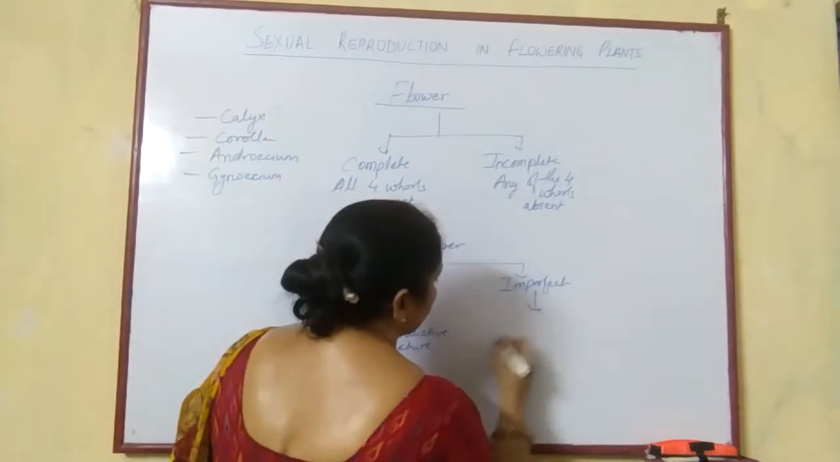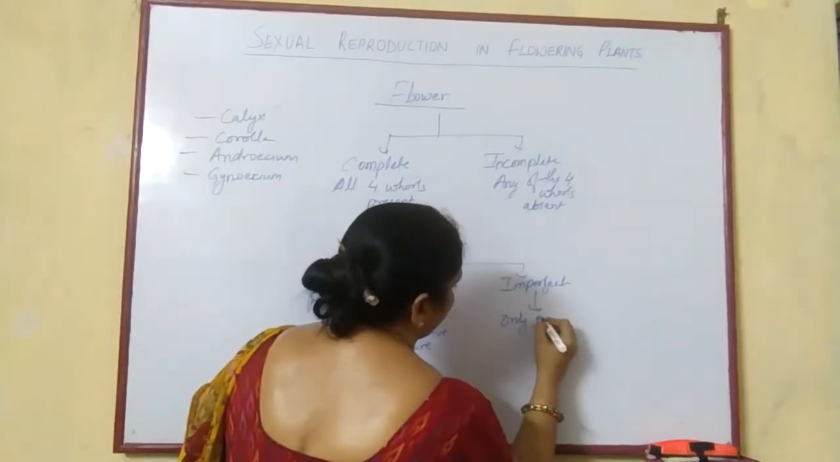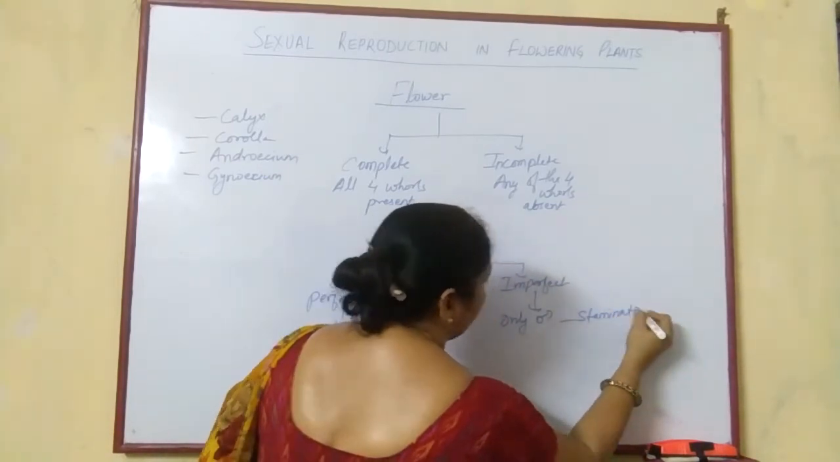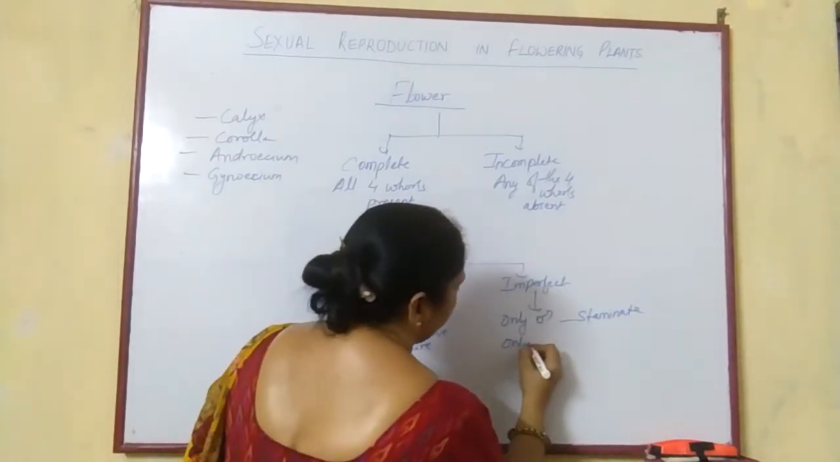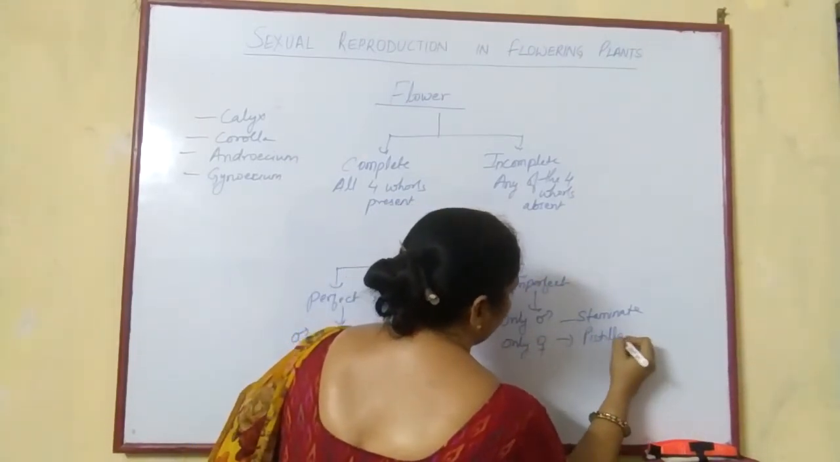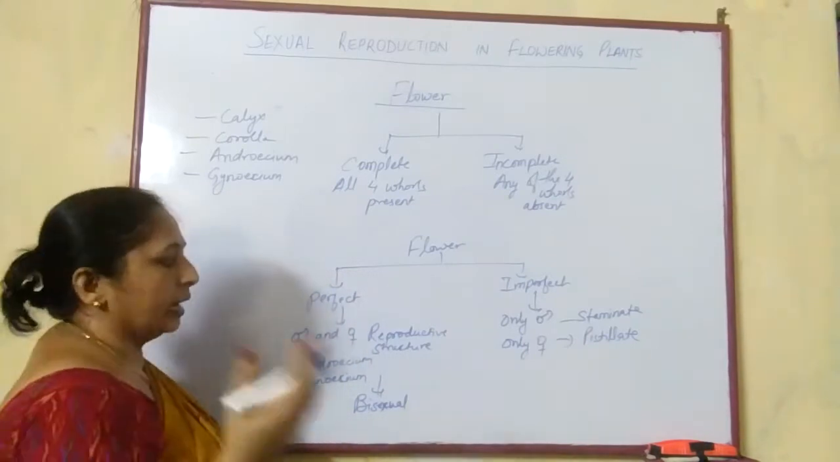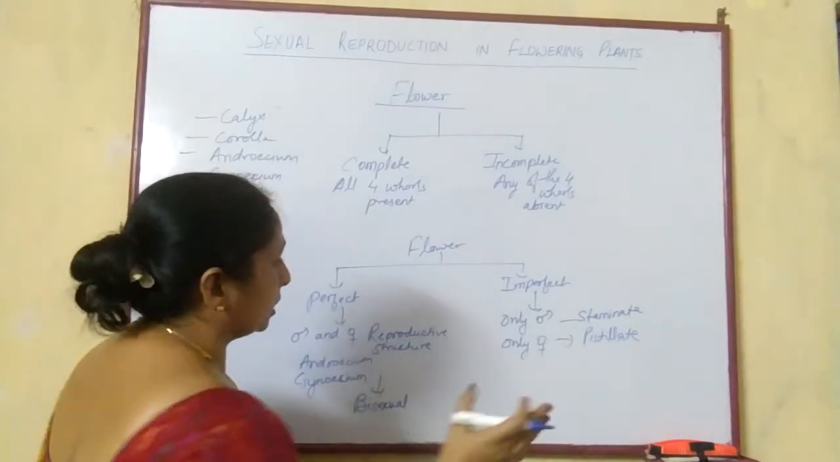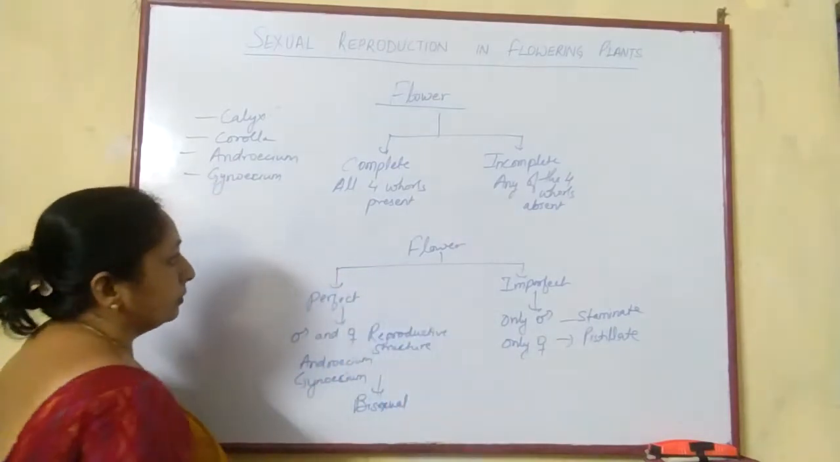If the flower is only male, then it is a staminate flower, as the stamen is the male reproductive part. If only female, then it is a pistillate flower. Pistil or carpel is the term for the female reproductive structures. So, perfect and imperfect flowers.